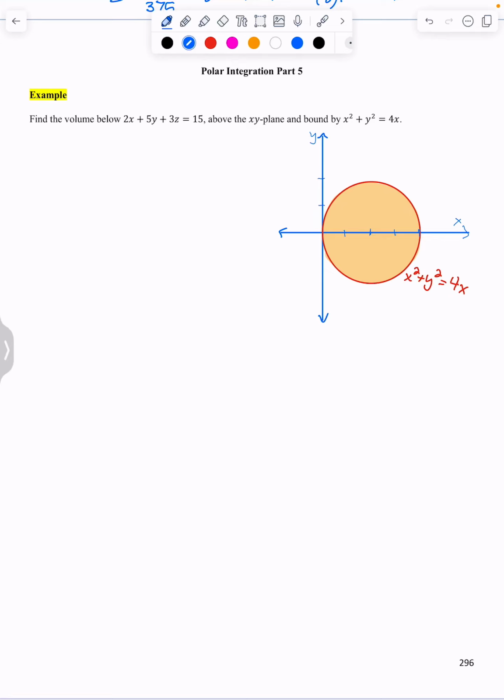This video will work another polar integration problem. It says find the volume below 2x plus 5y plus 3z equals 15. That is a plane. And above the xy plane, so z equals 0. And then we're bounded by, we have that circle again.